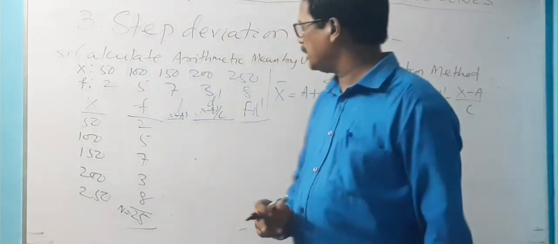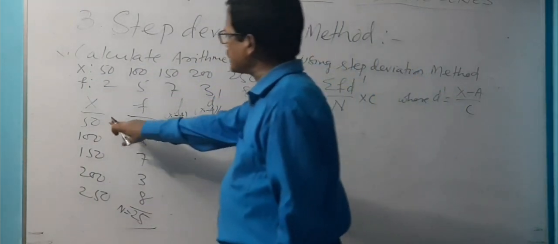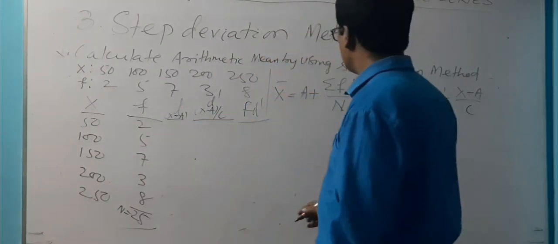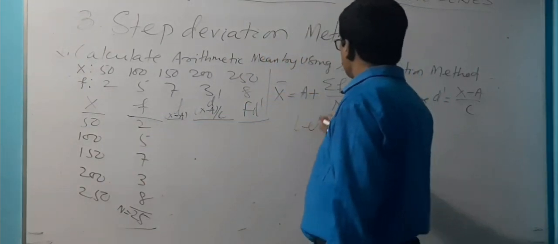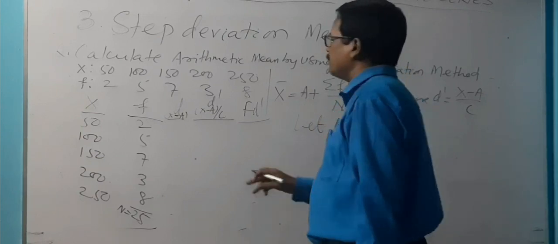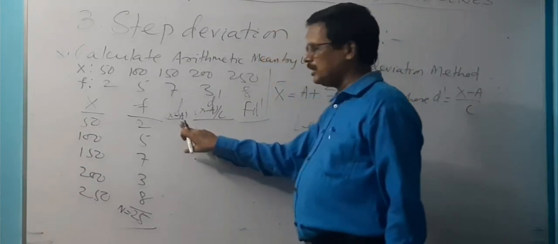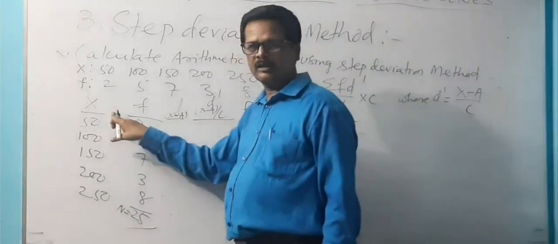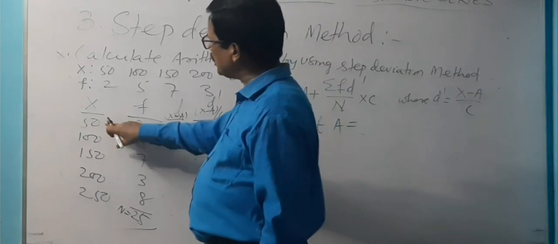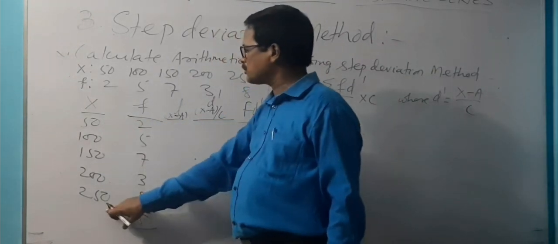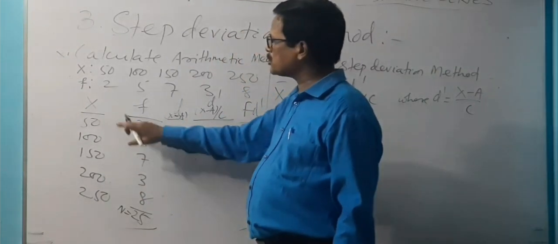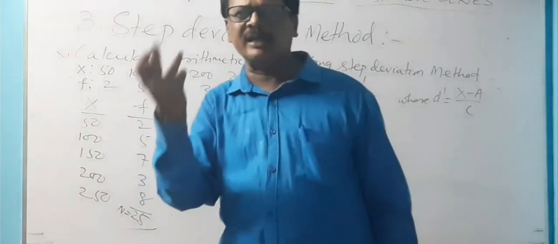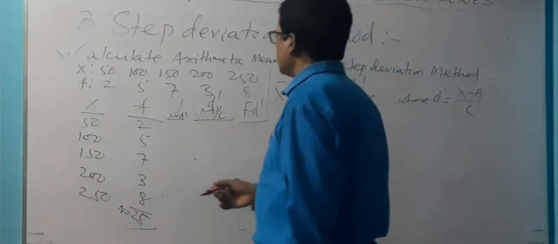For calculating d, d is equal to x minus a. So we have to take an assumed mean. Suppose let a is equal to how much? How much can you take for a? D is equal to x minus a. A we have to take from the x values only. The lowest x value is 50 and the highest value is 250. So 250 plus 50 is 300, by 2 is 150. We can take 150, 160, 140, anything. Okay, so let us take 150.